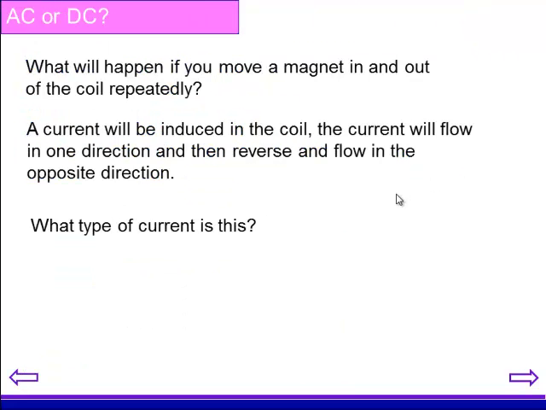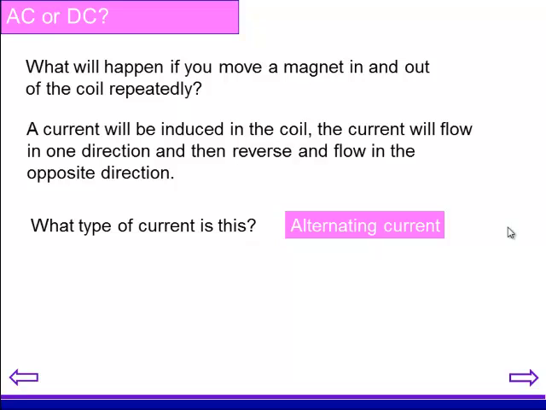Now, that means that if I repeatedly moved a magnet in and out of a coil of wire, I'd produce a specific type of current, and this is a current which is known as alternating current. Alternating current means it's alternating direction. As the magnet goes in one direction, the electric current flows. As the magnet comes out again, the electric current flows in the opposite direction. In, out, backwards and forwards.